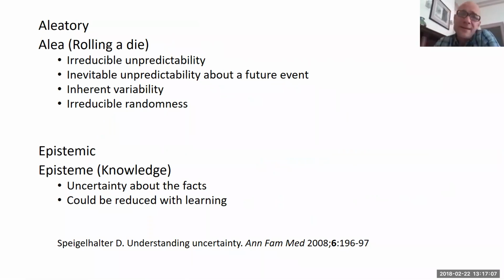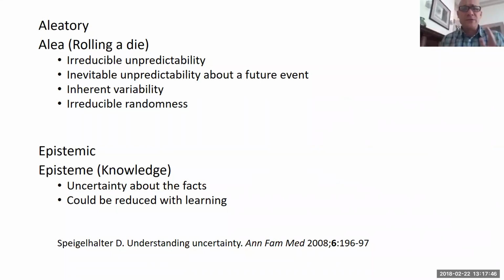I just wanted to talk about another categorization of uncertainty, just in case you come across it. If you were doing, say, a philosophy of science 101 subject, you would come across uncertainty categorized into aleatory and epistemic. I haven't used that categorization, and I'll explain why in a moment. Essentially, aleatory is irreducible unpredictability or irreducible randomness, and the word itself refers to rolling a die, whereas epistemic refers to knowledge, and it's uncertainty about the facts that could be reduced with learning.